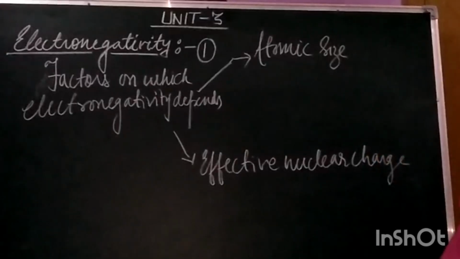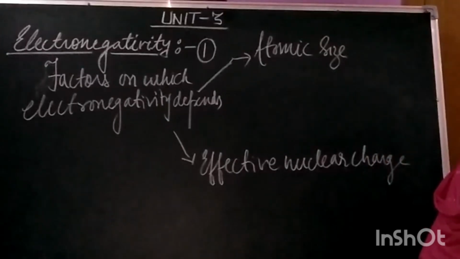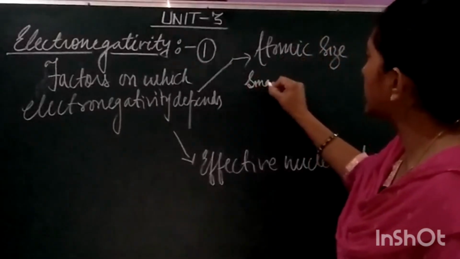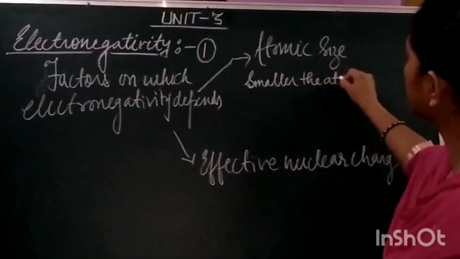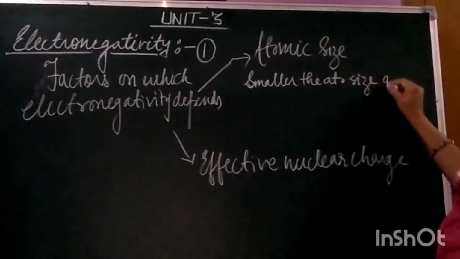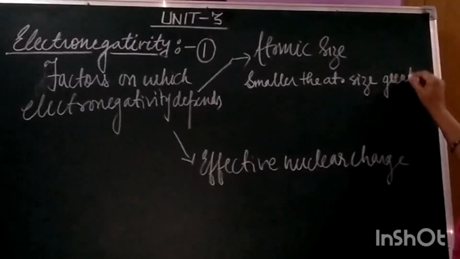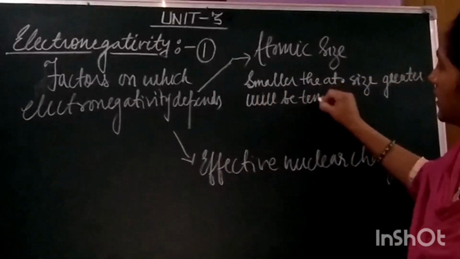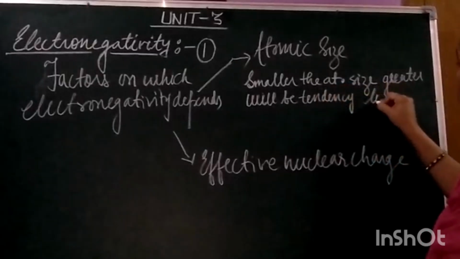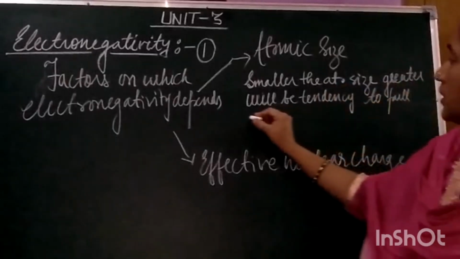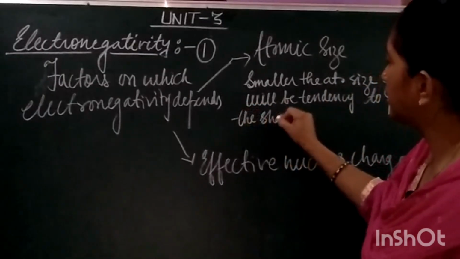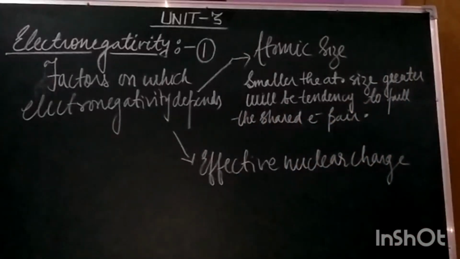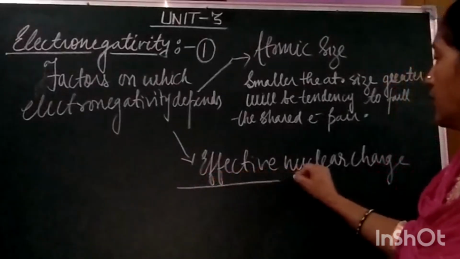So the atomic size: the smaller the atomic size, the greater will be its tendency to pull the shared electron pair toward it, right? The second factor is the effective nuclear charge.